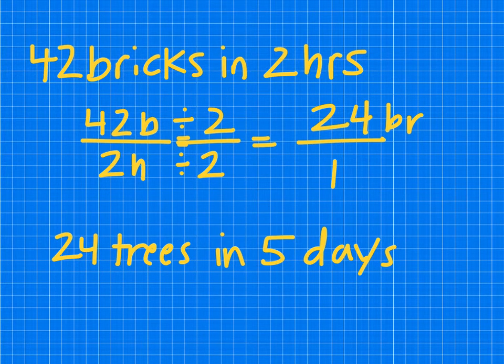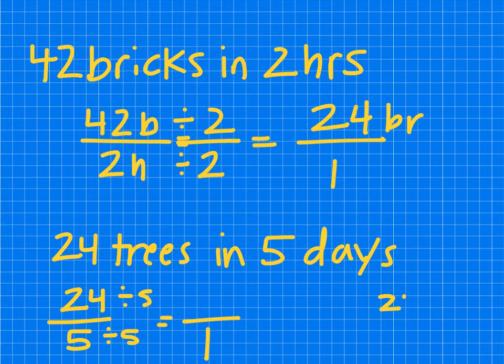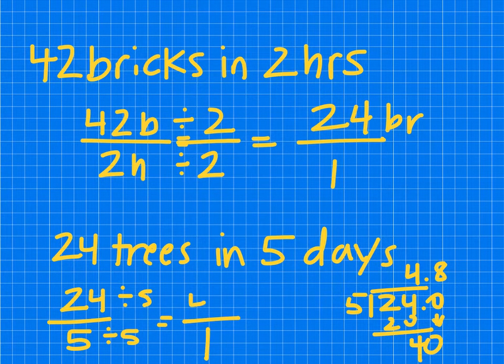This one's another bit of a stinker. If I have 24 trees and it takes 5 days to cut them all, I want to divide both of them by 5 to get a 1 in the denominator. And let's see, 24 divided by 5, we know it goes in 4 times, will give us 20. That's a 4. I need a 0, so I'm going to bring down my 0 after I put my decimal up there. 5 goes into 40 8 times. That means the rate is 4 and 8/10ths of a tree in 1 day.